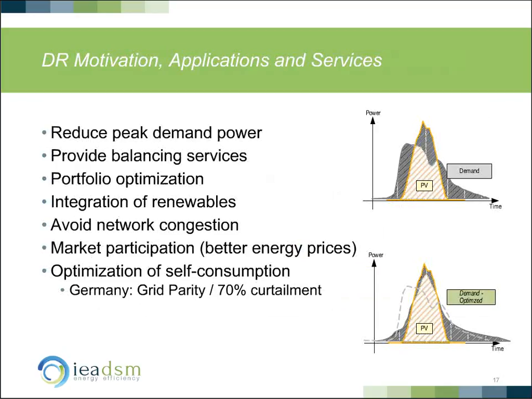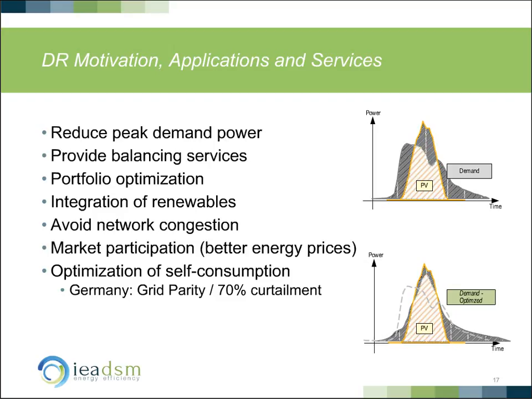The typical motivations and applications behind these demand response schemes are, among others, to reduce peak demand power in the system, to provide balancing services, for instance for the market, but also for your own portfolio optimization within your balancing responsible party, or within a virtual power plant, for instance. It is also used for integrating renewables, which is one of the main motivations behind demand response. You can use it for network congestion management, or for market participation, for getting better energy prices, if you think of dynamic pricing.